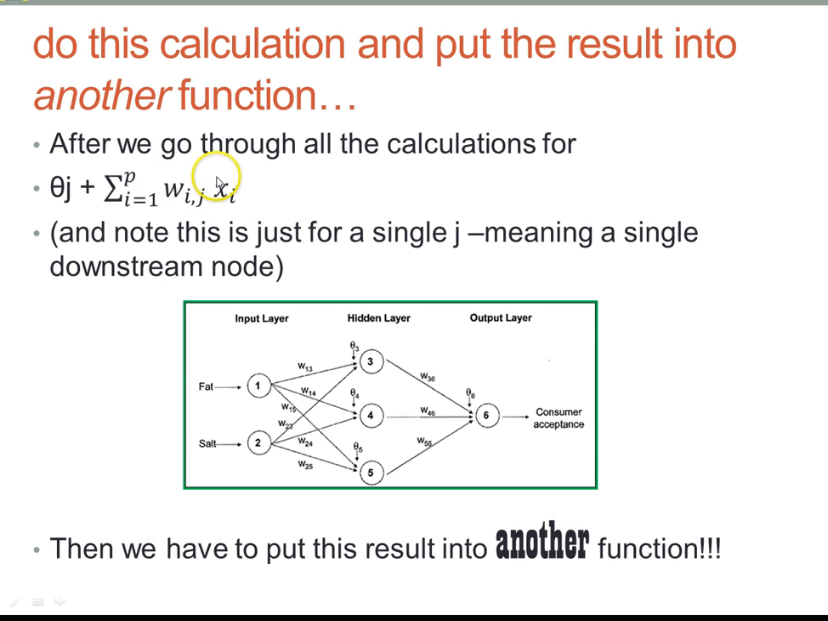Now remember that this turns out just to be a number, right? After we go through all the calculations, it's going to be some number, like 5, because we're going to put 0.2 and 0.3 into here and here. Then we're going to multiply the 0.2 times something and the 0.9 times something and add them, and we're going to get some number in here, right? And then we're going to take that number, and we have to put it into another function.